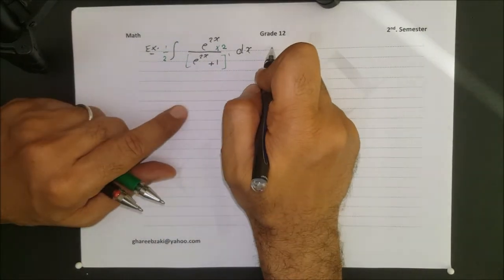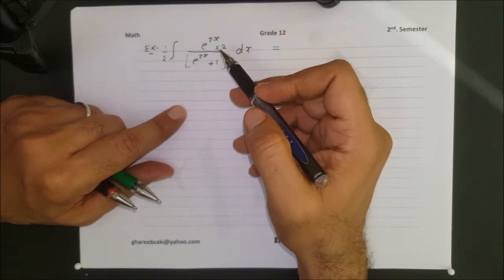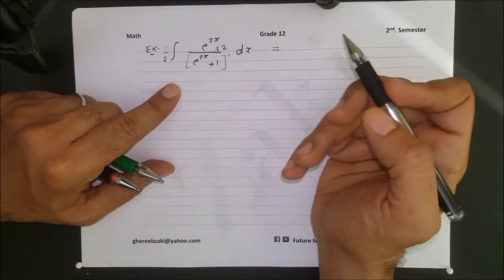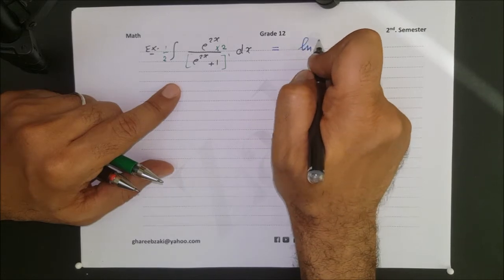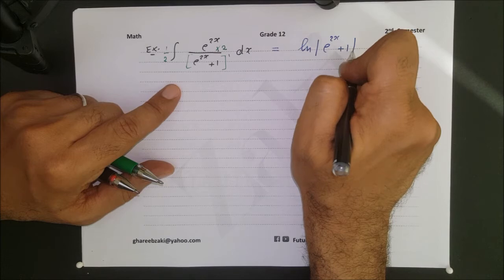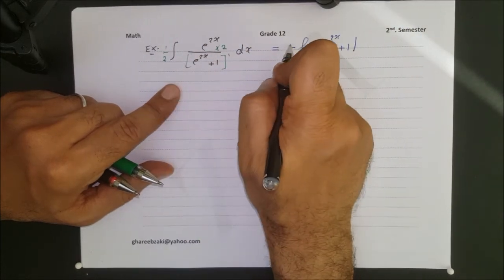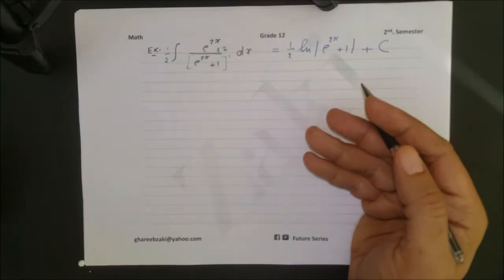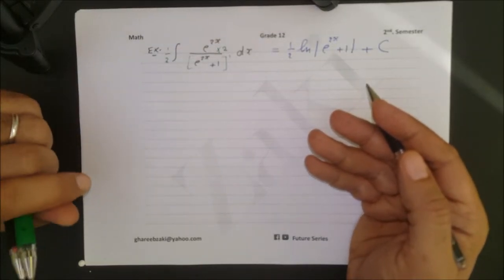Then we can apply rule number 3 because the numerator is the derivative of the denominator. So the answer is ln absolute value of e^(2x) plus 1. Don't forget to write this half. Don't forget c. Why do we write c in that type of integration?